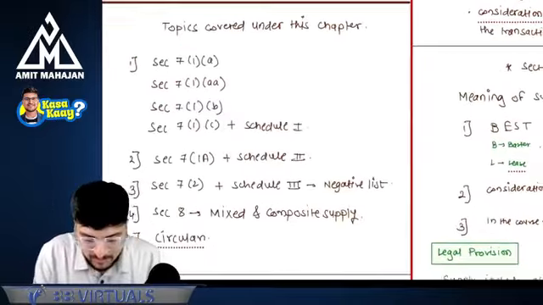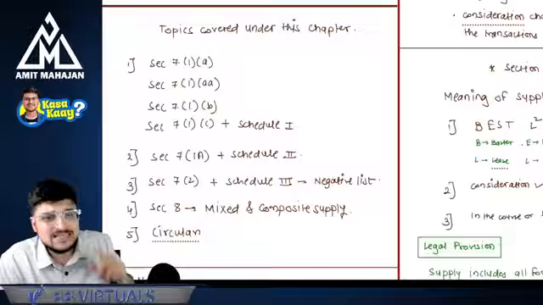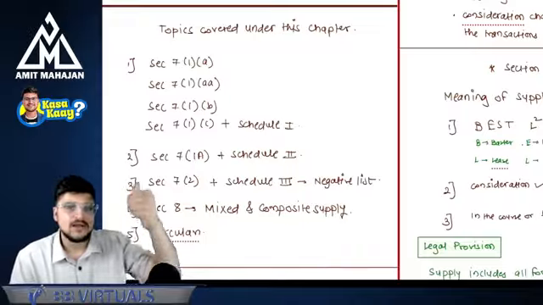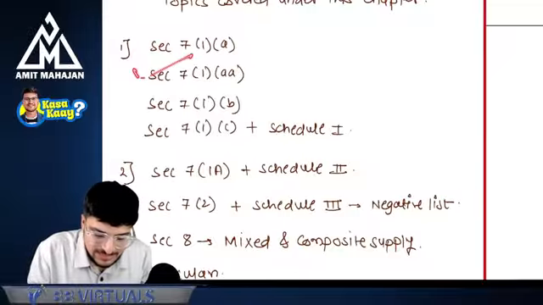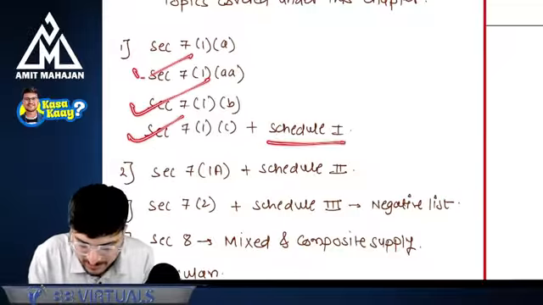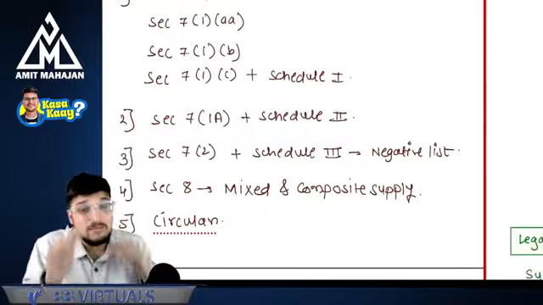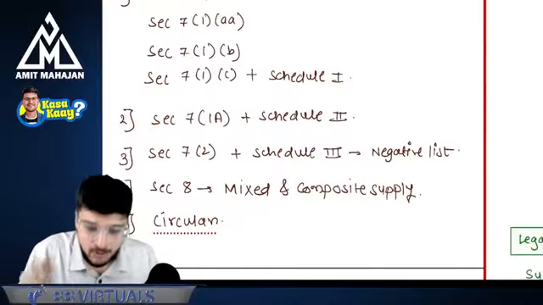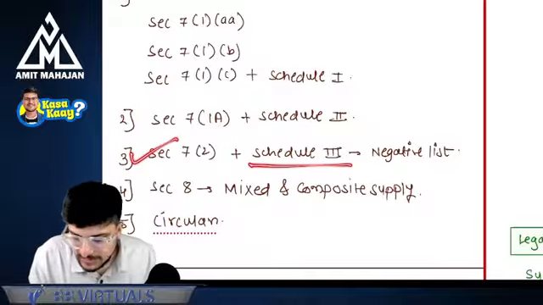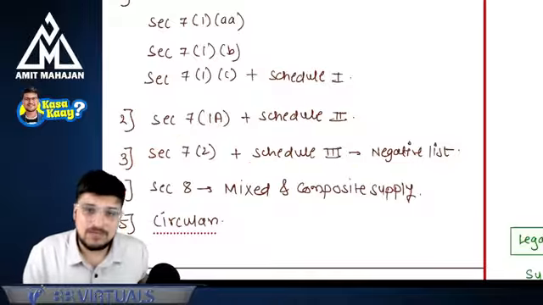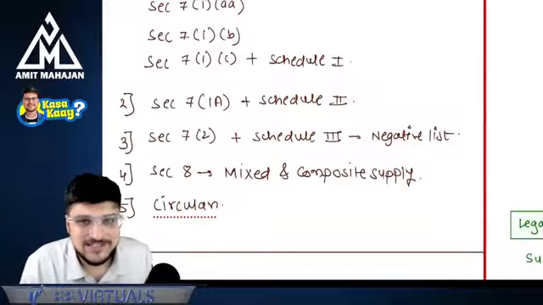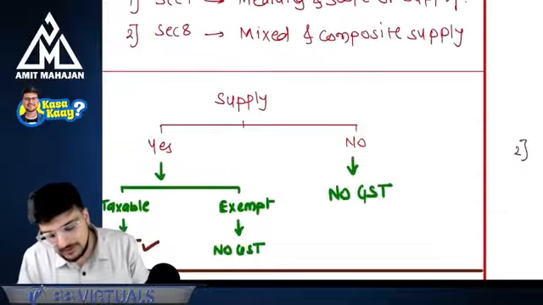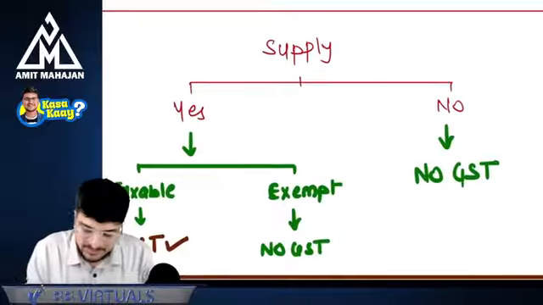These are the topics which you need to do in this chapter. Number one, section number 7.1a, I will tell you everything. 7.1a, 7.1b, 7.1c, read with Schedule 1, 7.1(1)(A), read with Schedule 2, 7.2, read with Schedule 3, which is the negative list. Section number 8, that is mixed supply and composite supply, and a lot of circulars. Okay, fine. So let's start with the session and let's start with the main chapter.